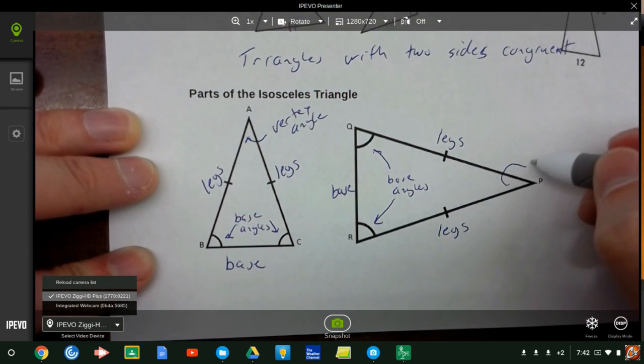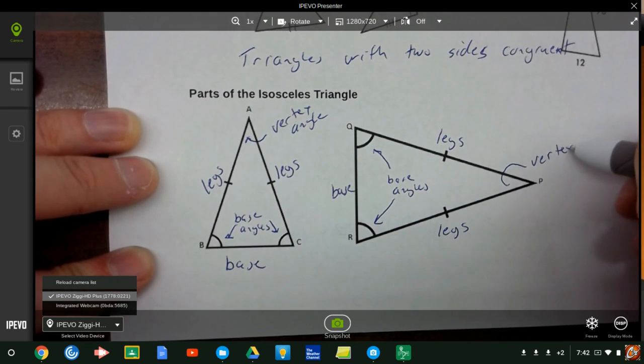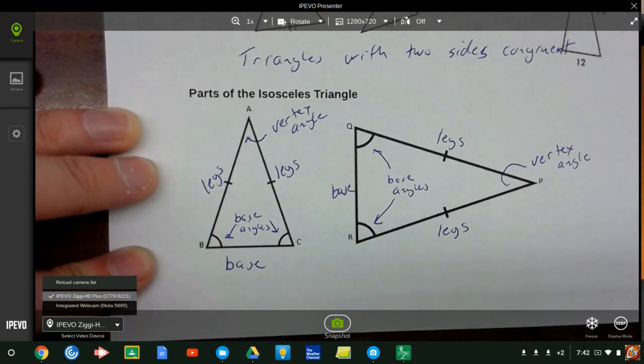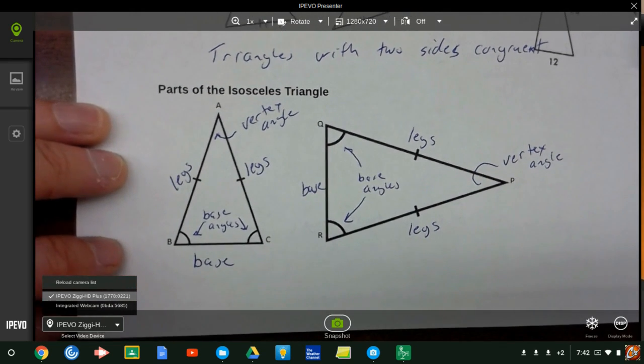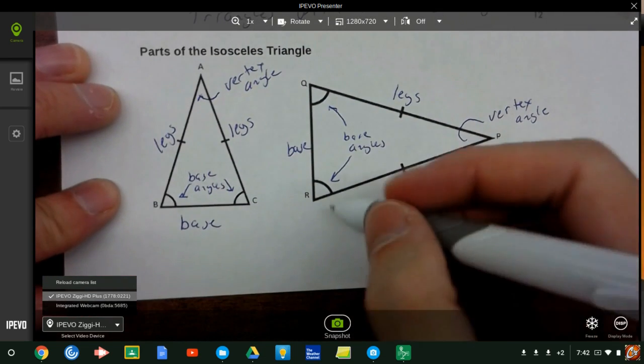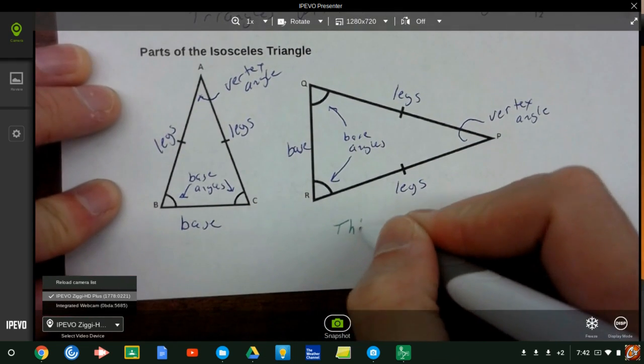So that's known as the vertex angle. And that's the angle between the two congruent sides. Nice thing about isosceles triangles, we've got a theorem about isosceles triangles. I'm going to put this here, a nice theorem.